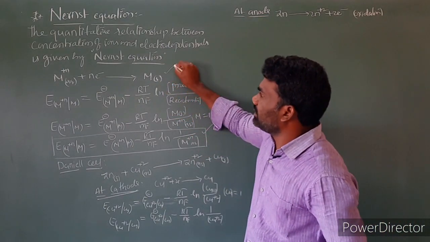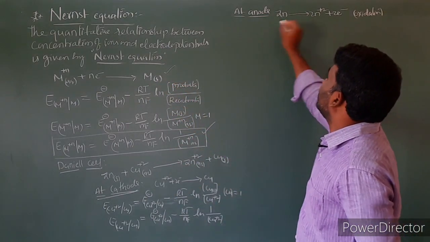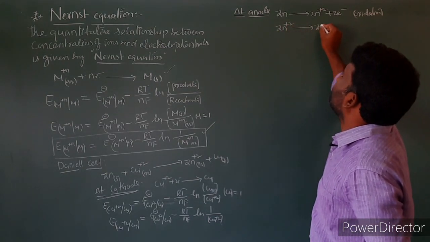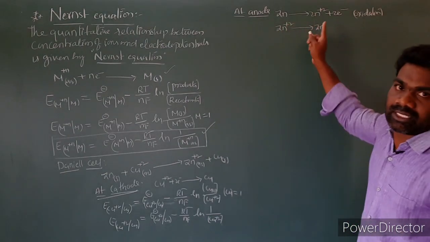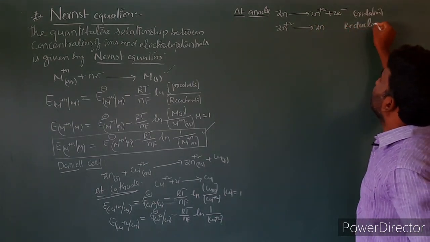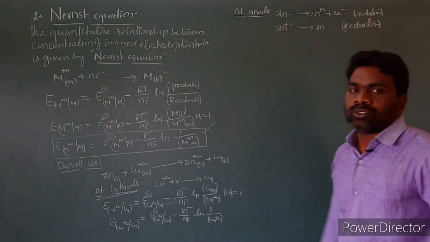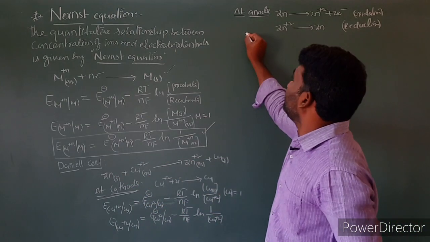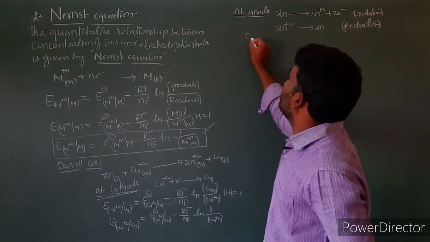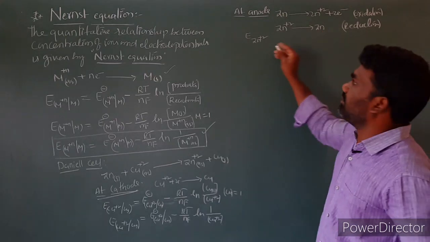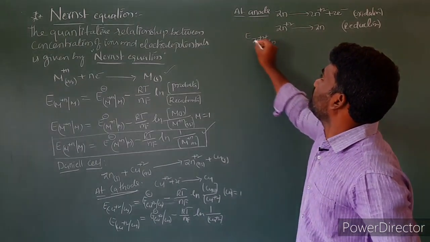We have to use the reduction form of the equation, which is nothing but taking the opposite: Zn plus 2 converting into Zn. I am not writing the electrons, just representing the equation. This is the reduction form, and to this reduction form we apply this equation. Then how to write it: E of Zn plus 2 by Zn.